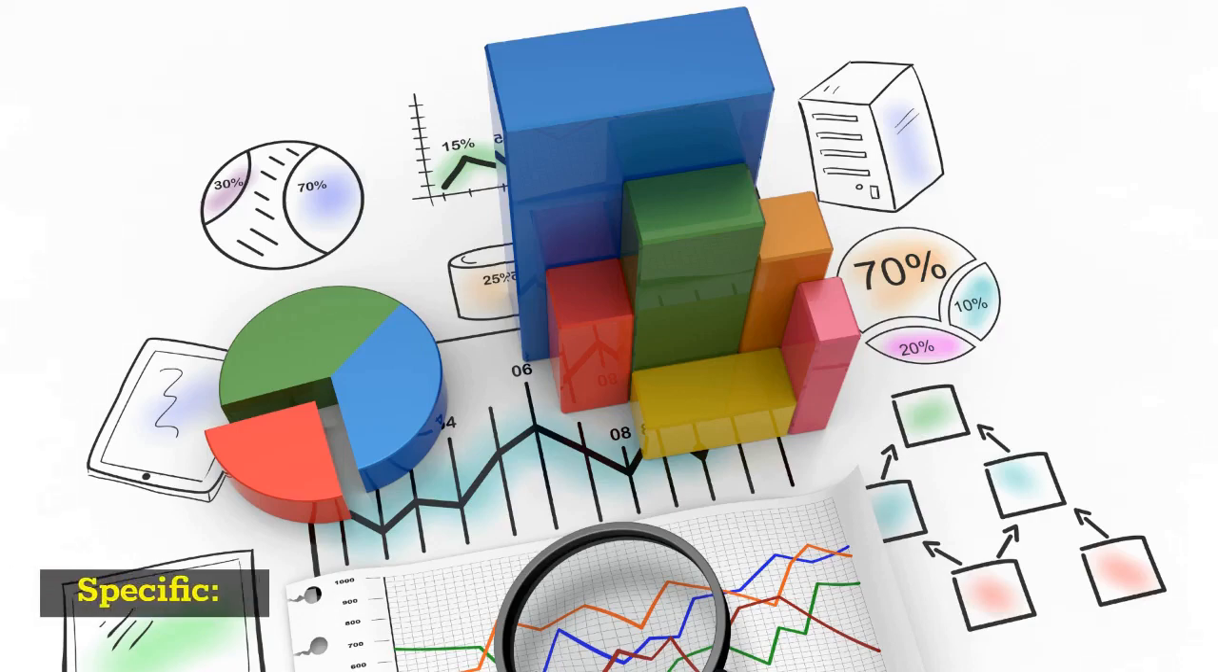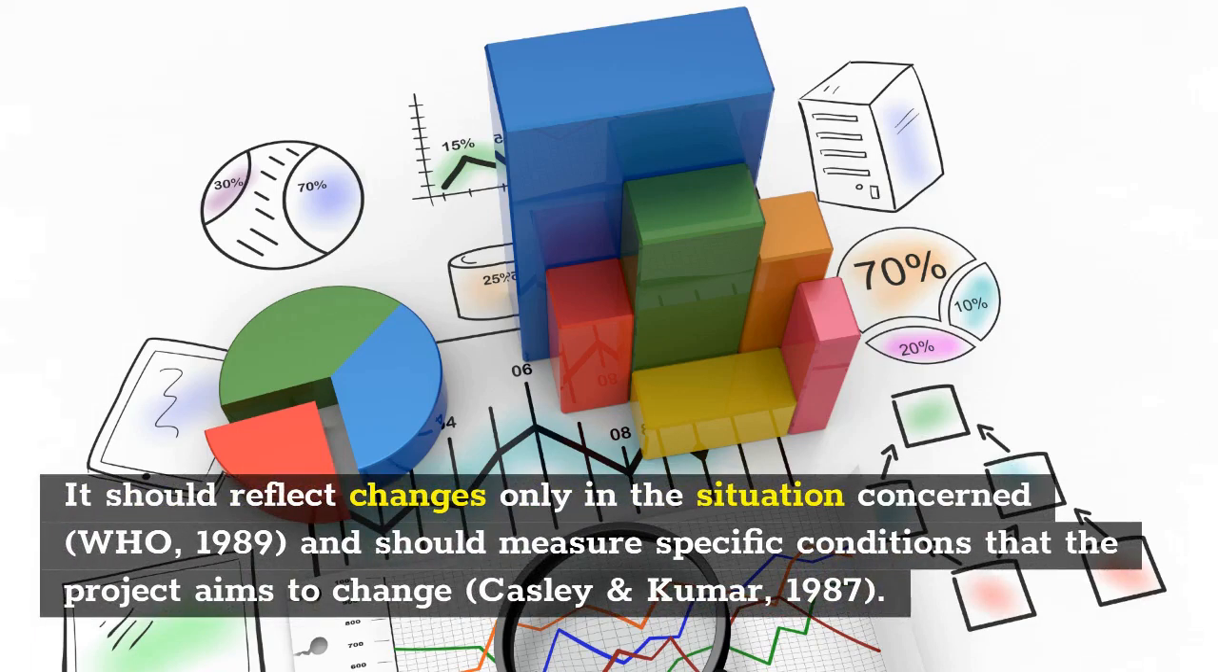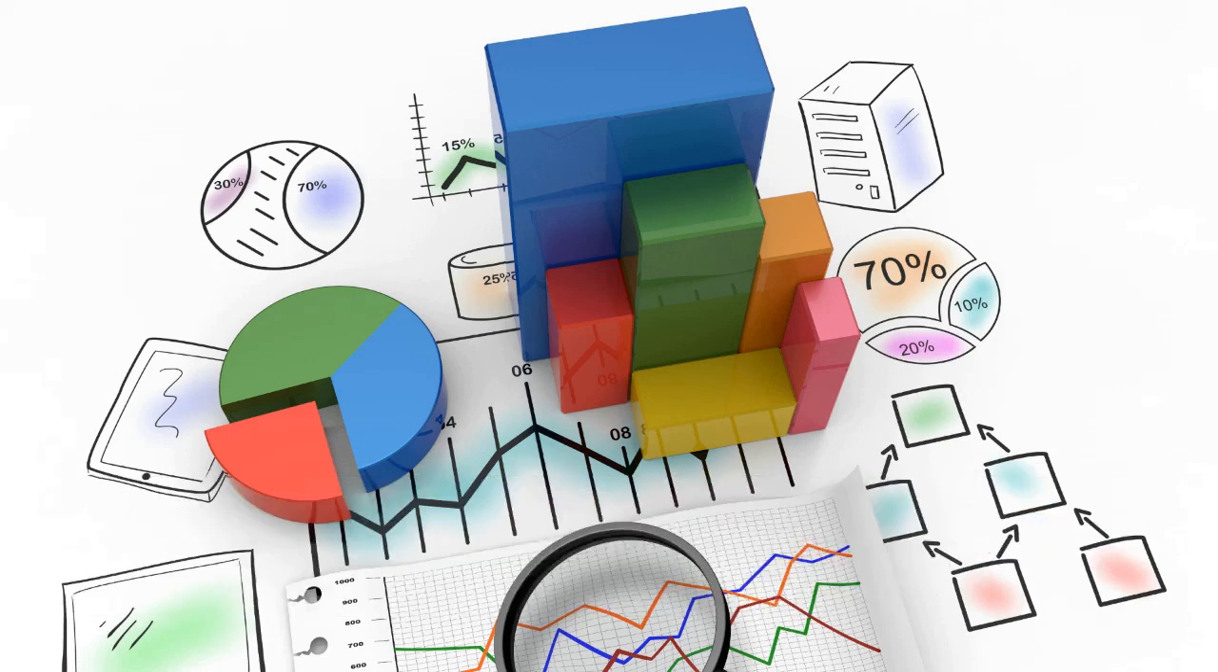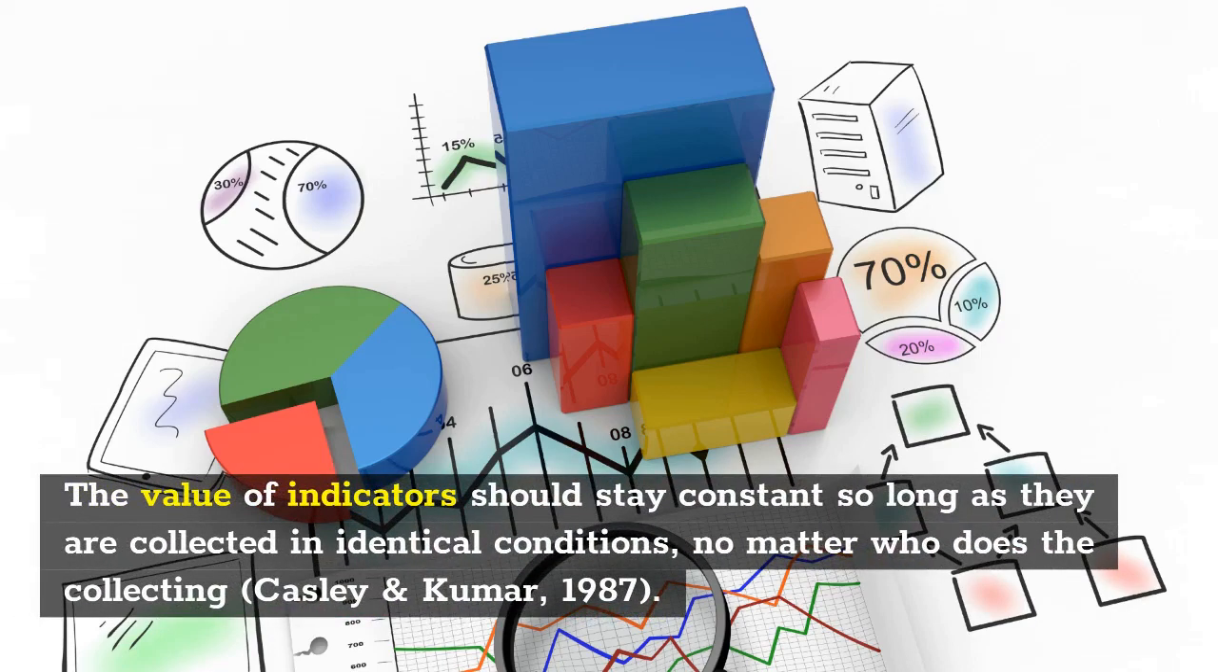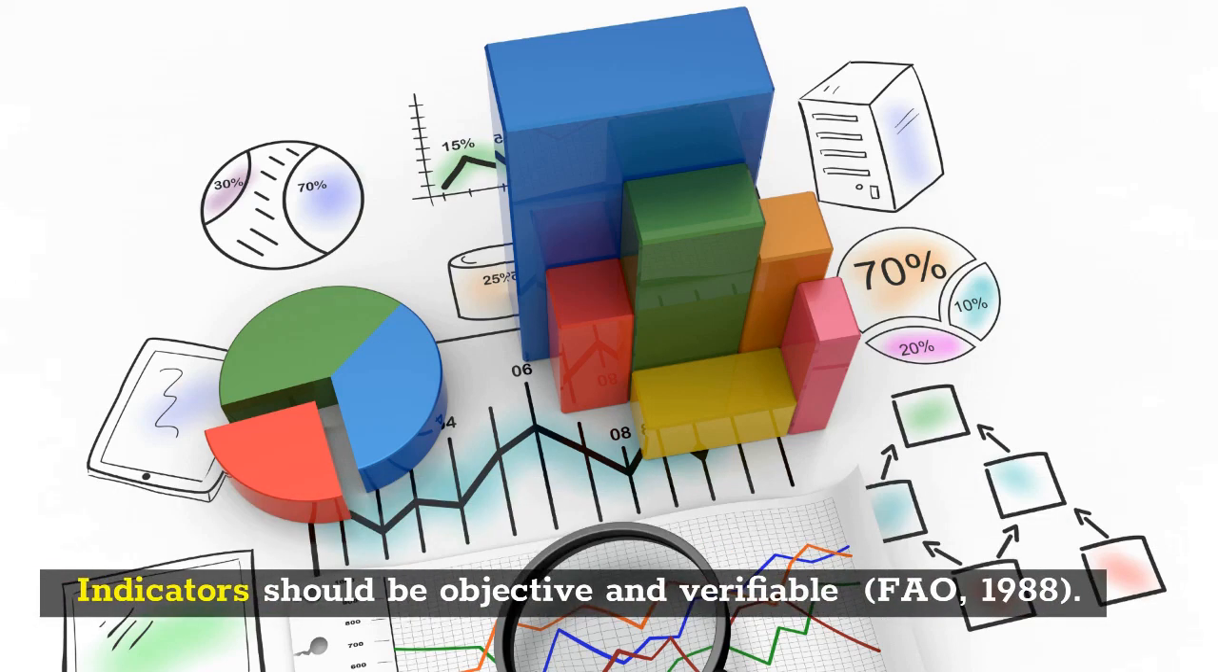Specific: it should reflect changes only in the situation concerned, WHO, 1989, and should measure specific conditions that the project aims to change, Castley and Kumar, 1987. Consistency: the value of indicators should stay constant so long as they are collected in identical conditions, no matter who does the collecting, Castley and Kumar, 1987. Indicators should be objective and verifiable, FAO, 1988.